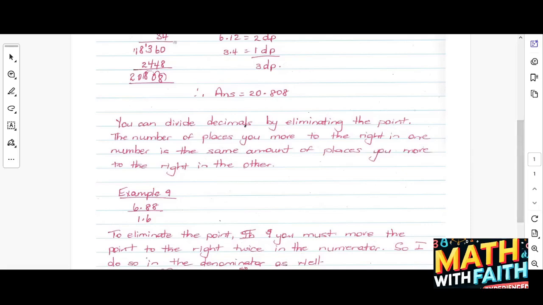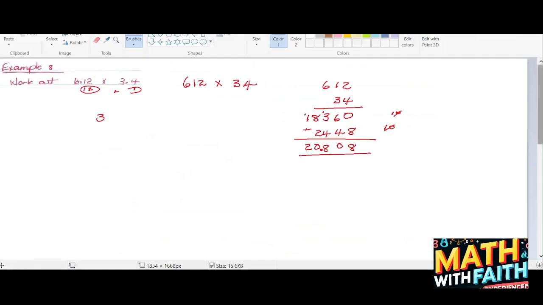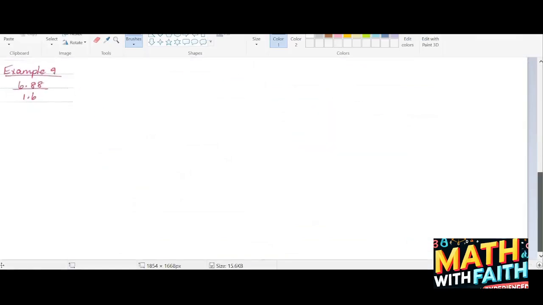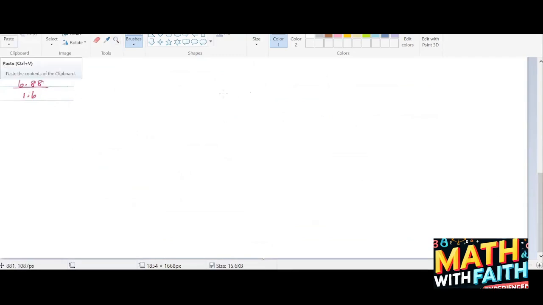So let's go back to our example. Example 9 says, calculate 6.88 over 1.6. Now, remember, this vinculum, that line in your fraction, means to divide. So in other words, this question is saying divide 6.88 by 1.6. You remember that from fractions, that the vinculum means to divide.